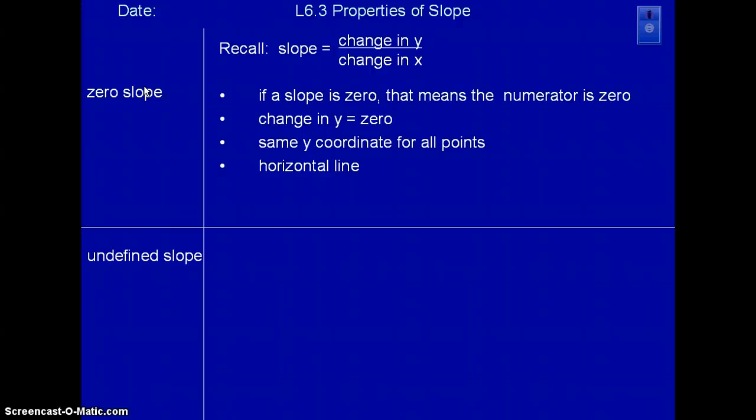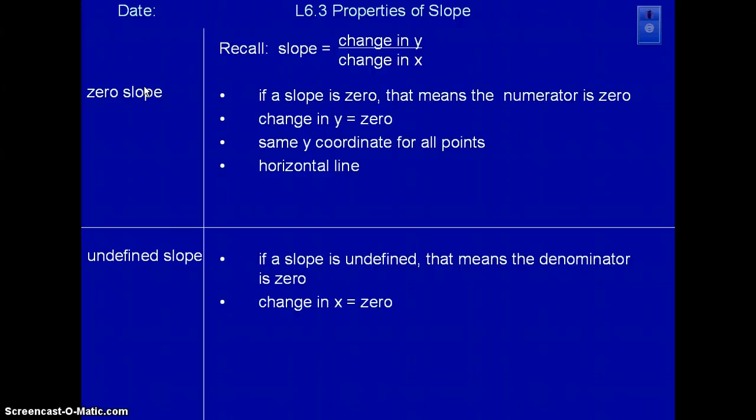Based on our work in chapter 5, as we take a look at the undefined slope, a slope will be undefined if the denominator is a 0. A fraction becomes undefined when a denominator is 0. So if we take a look here, the denominator then would be 0 if the change in x is 0. If your x coordinate is always the same, what we're looking at is a vertical line. An undefined slope always indicates a vertical line.